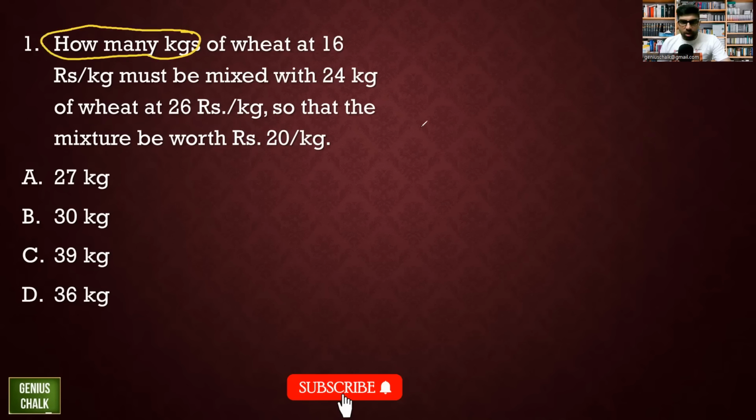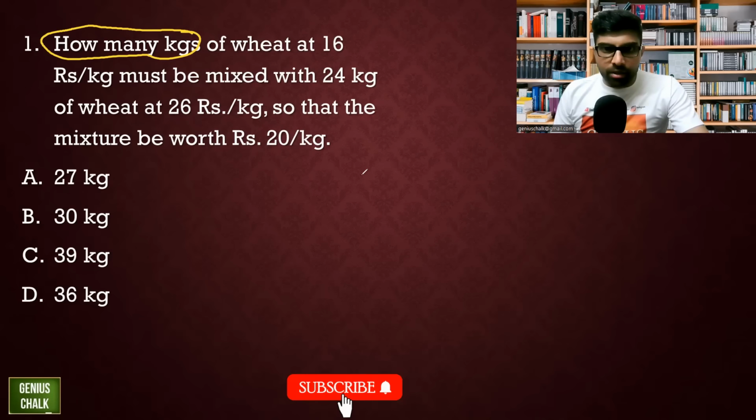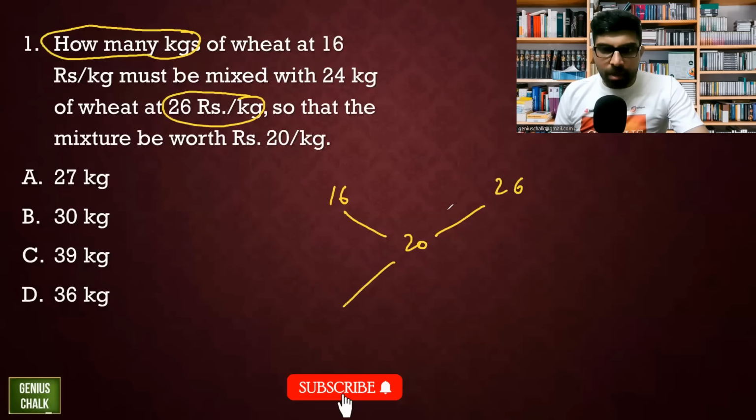So first, the wheat which is there with us, it is 16 rupees per kg. Second wheat is 26 rupees per kg. We have mixed them both and the mixture is worth 20 rupees per kg. So by applying alligation method, we can find 26 minus 20, that has to be 6, and 20 minus 16 is 4. That is coming out to be 3:2.